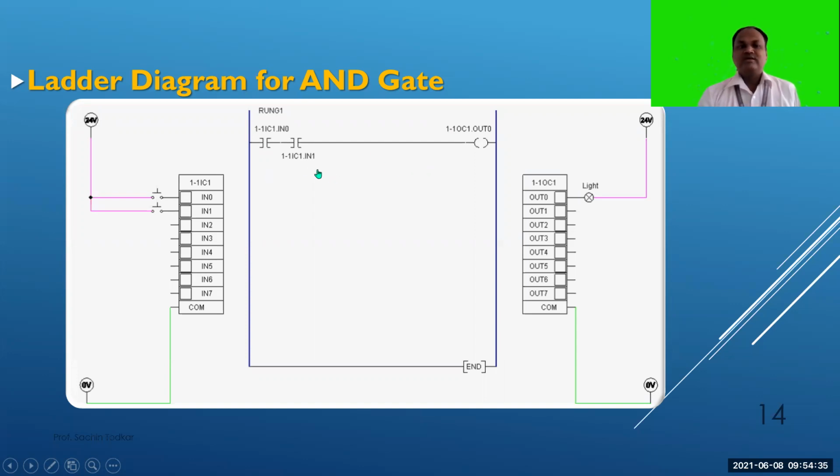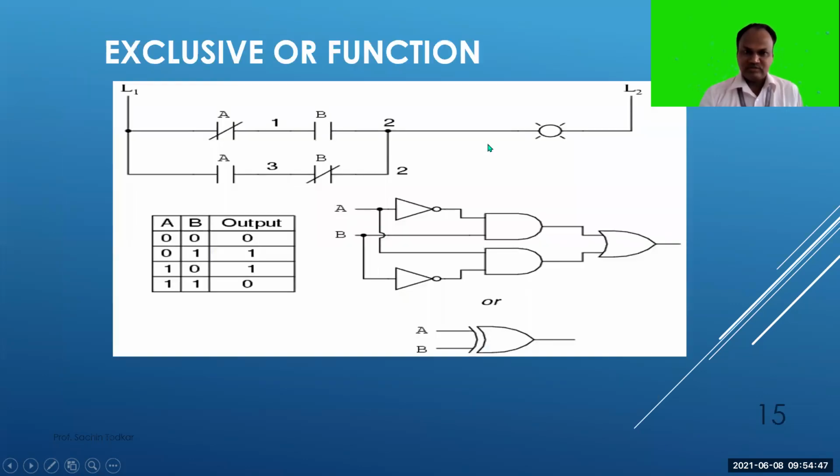So this is a simulation of the AND gate, and you'll see that only if both are closed will your output come in this NOR gate. This is the exclusive OR function, XOR, we can say. Exclusive OR is somewhat complicated, but it is useful in your examples.